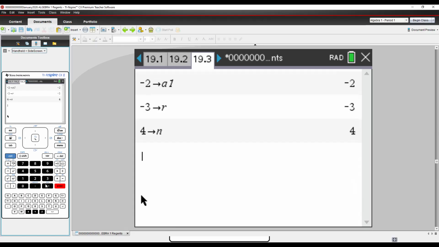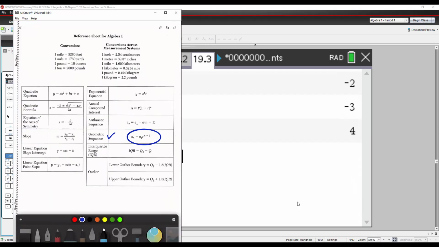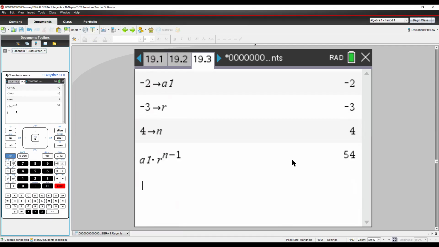So it's just going to be A1 times R, and it's going to be raised to the N-1 power. Let me go double check, make sure I got the formula right. So I go here, and yes, that's it. So now, all I'm going to do is press enter, and it tells me 54, which we already knew, but this formula is the formula for calculating any term.